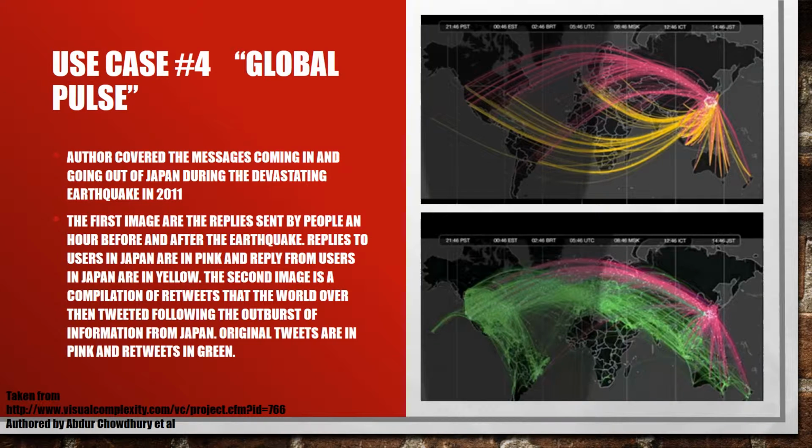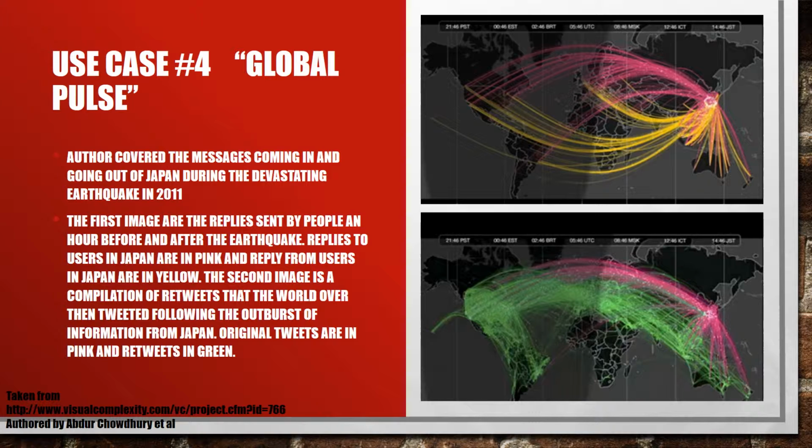Next use case, Global Pulse. In Global Pulse, the author covered the messages coming in and out of Japan during the devastating earthquake of 2011. In the first picture, you will notice that there are two different colors. One is pink and one is yellow. Pink is the replies to users in Japan, and the yellow are the replies from users in Japan.